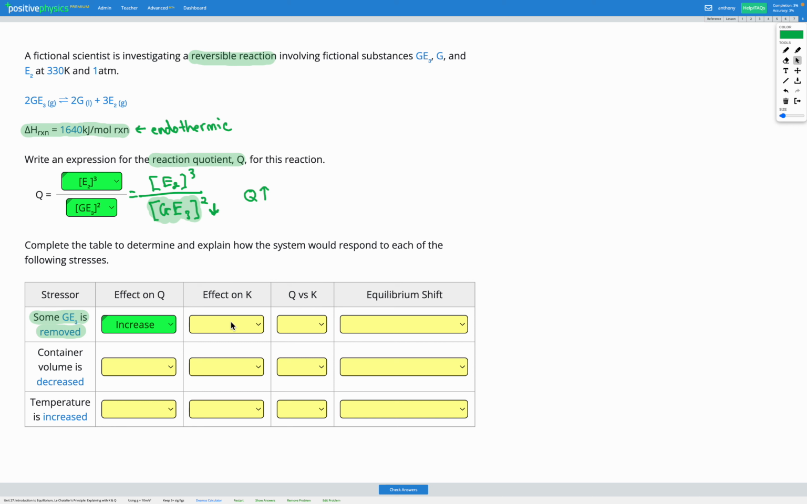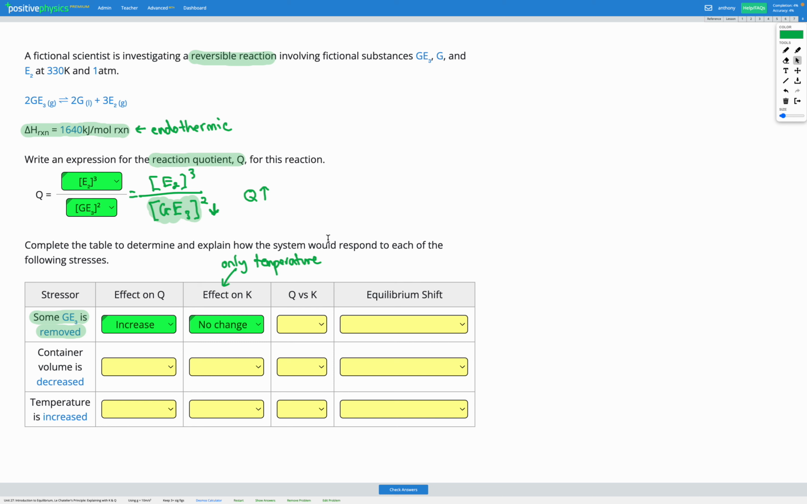We're also asked about an effect on K. Now, the only thing that can affect K is temperature. So changing how much Ge3 we have doesn't affect K itself, it just affects Q. So the effect on K is going to be no change. So we've had no effect on K, but Q has increased. So now we need to compare Q and K.